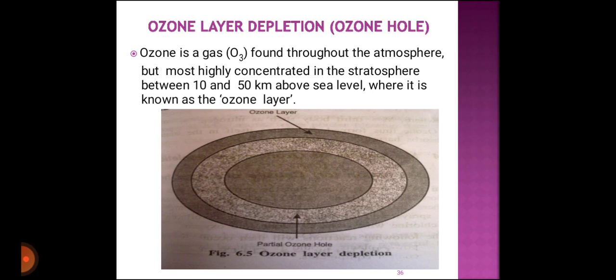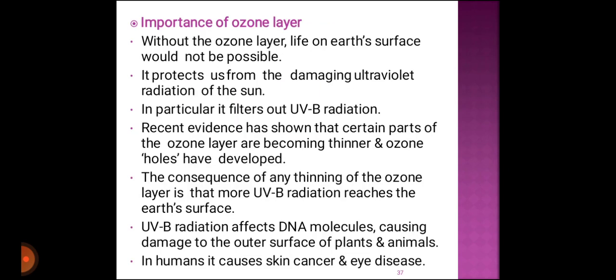What are the various importances of the ozone layer? Without the ozone layer, life on Earth's surface would not be possible, because the ozone layer absorbs the unwanted rays. That means it filters the UV radiations and only allows the positive rays to reach the earth. So it protects us from the damaging ultraviolet radiations of the sun. In particular, it filters out UVB radiation, that means ultraviolet B radiation.